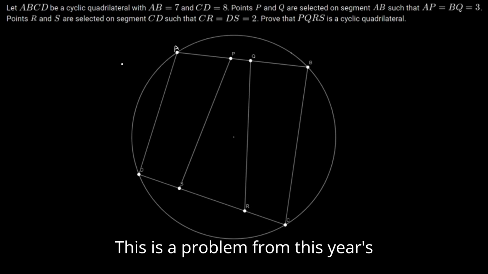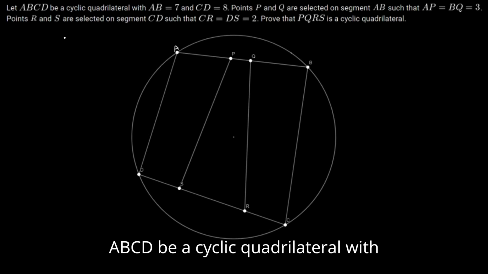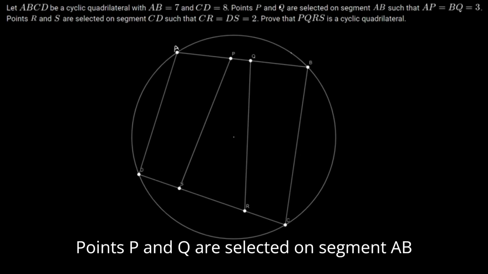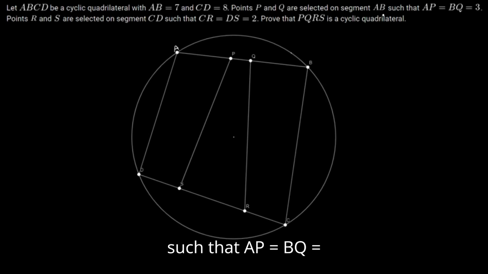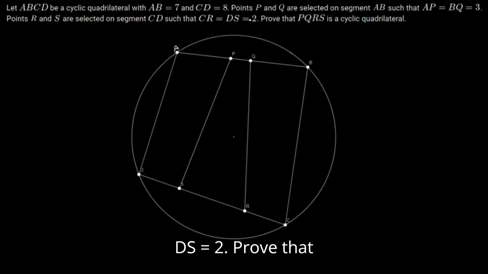This is a problem from this year's USAJMO. Let ABCD be a cyclic quadrilateral with AB equals 7 and CD equals 8. Points P and Q are selected on segment AB such that AP equals BQ equals 3. Points R and S are selected on segment CD such that CR equals DS equals 2. Prove that PQRS is a cyclic quadrilateral.